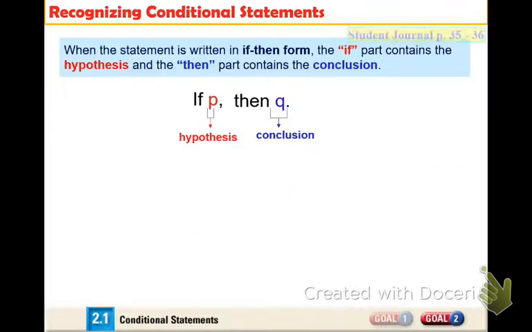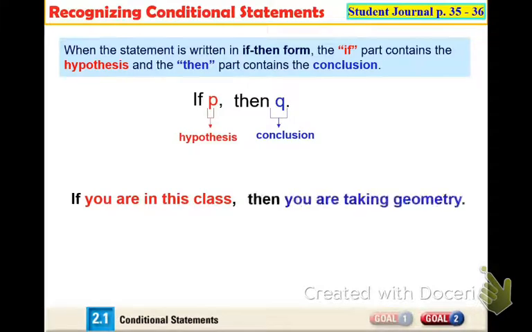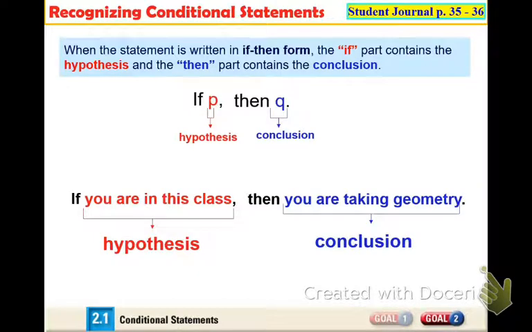Okay? So, let's do this. If you are in this class, then you are taking geometry. Again, what's the hypothesis? You are in this class, not the word if. Then the conclusion is you are taking geometry. So what you're going to learn in this section is sometimes when you switch them around, they're not always true. This is true: if you are currently in this class, you are taking geometry, yes? But if I switched it and said, if you are taking geometry, then you are in this class, would that be true? No, because not every geometry student is in this class, or I would have 8 geometry students, okay? So you're going to learn about switching them, about writing the negatives of them, and things like that.